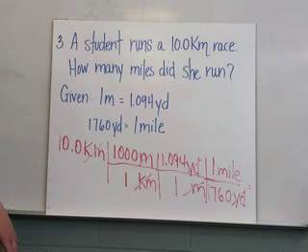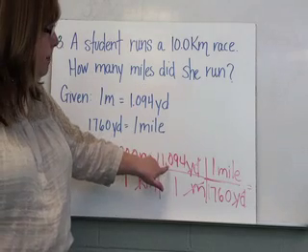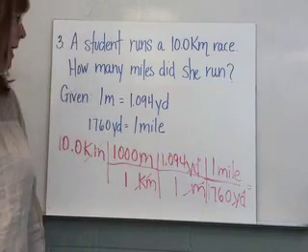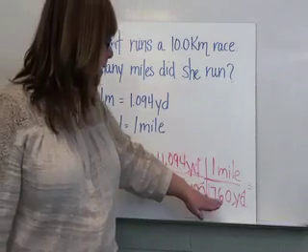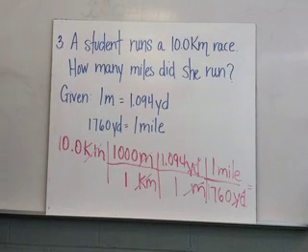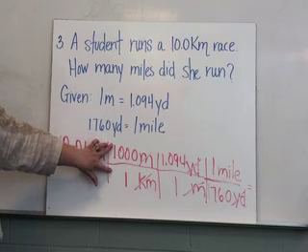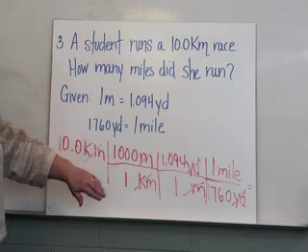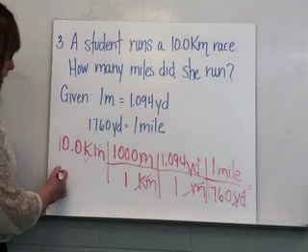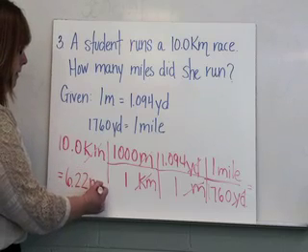When you put this in your calculator, you're going to put in 10 times 1,000 times 1.094 divided by 1,760. The reason you do the divided by here is because that 1,760 yards is in the denominator. We only had 3 significant figures given to us. This is an exact number, so it has infinite significant figures, so that's not going to limit us. We're going to have our answer to 3 significant digits, and the answer is a 10K is 6.22 miles.